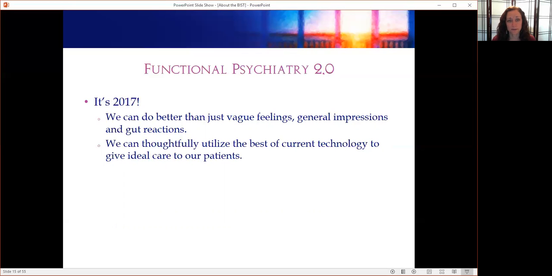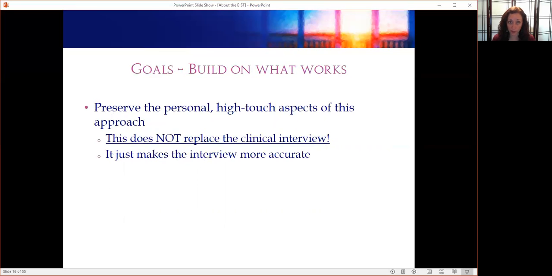So my goals in creating the BIST are to build on what works. This is the number one most important thing. We want to preserve the personal, the high-touch aspects of the integrative and functional psychiatry approach. To be really clear, this test does not replace the clinical interview. This isn't an either-or. This isn't a, well, I'm someone who likes to actually talk to my patients. No, the idea is not to just send your patients to some website, get some numbers back and go do magic. No, this is an informational tool. This is like ordering a lab test. It helps you to inform your treatment. It doesn't replace your interview, but it does make your interview more accurate, which is really important.